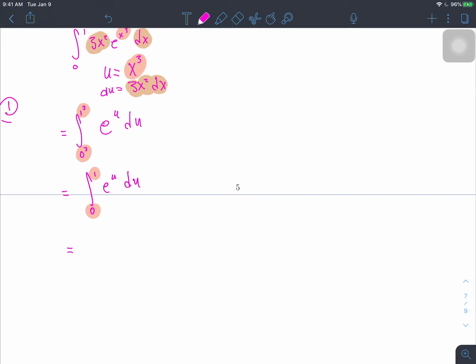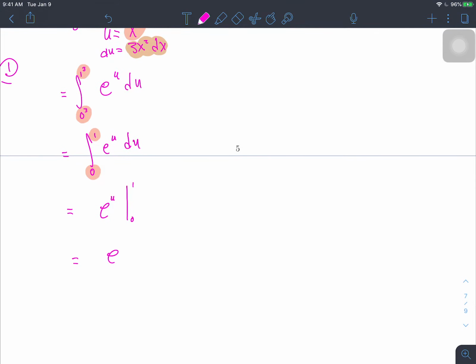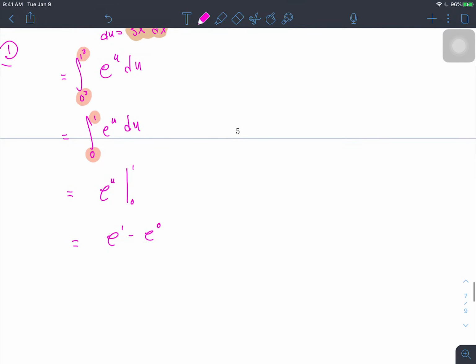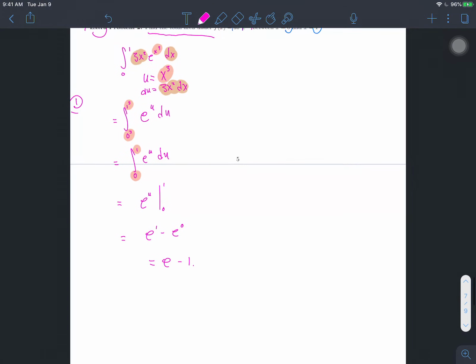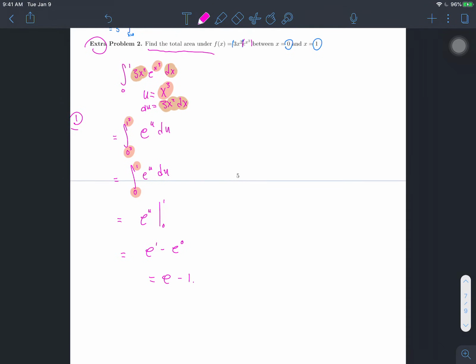Okay, and the antiderivative of e to the u is just e to the u. So I'll evaluate that at 0 and 1. So I will get e to the 1 minus e to the 0 by the fundamental theorem of calculus. E to the 1 is just e, and if I subtract from that, what's e to the 0? Kevin? 1. Yeah, just 1. E to the 0 is just 1. Okay, and that is the total area underneath this function.